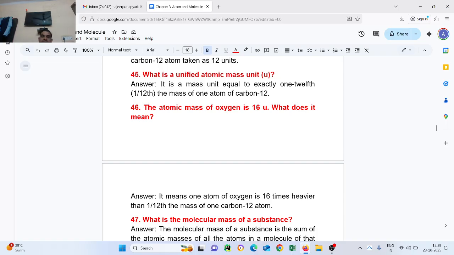It means one atom of oxygen is 16 times heavier than 1/12 the mass of one carbon atom.